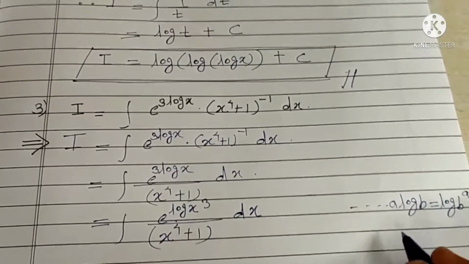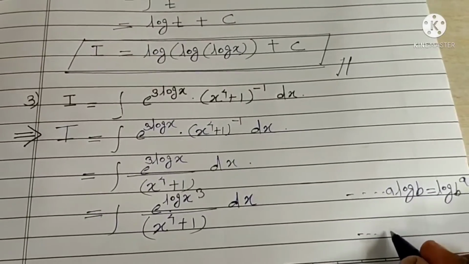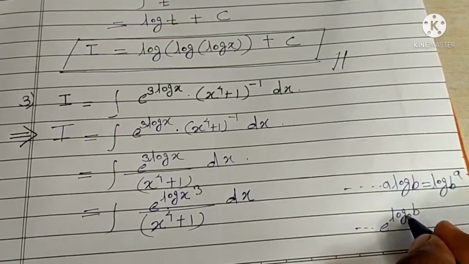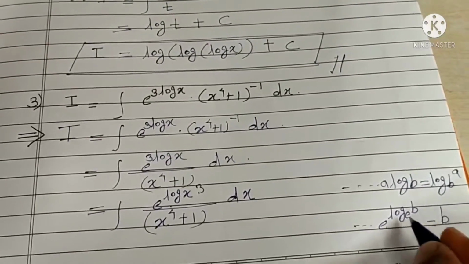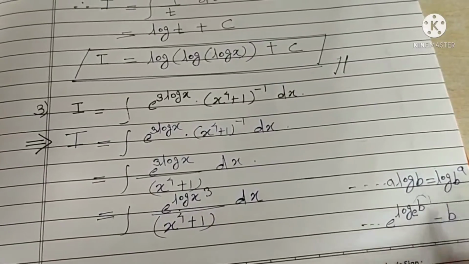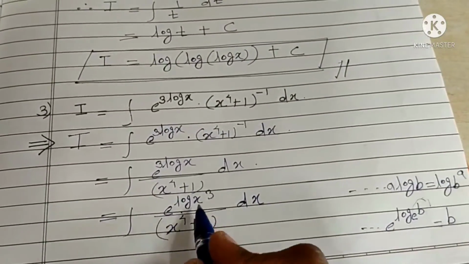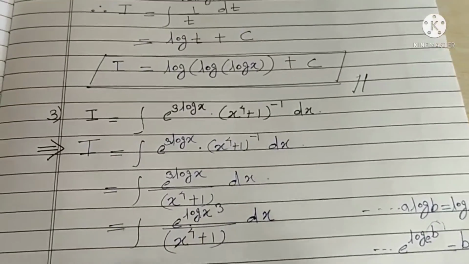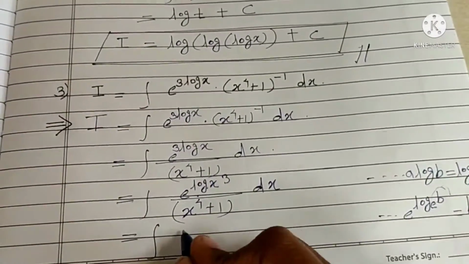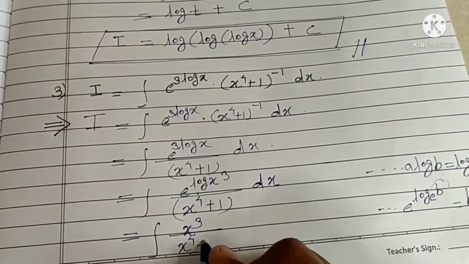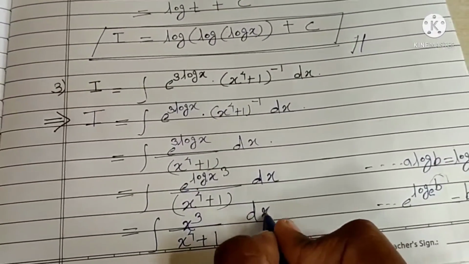Now also there is one law, that is e raised to log b base e is equal to b. When the base is the same, then we get only this variable. So here base e gets cancelled, so we get only x cube. So our example is integration of x cube upon x raised to 4 plus 1 dx.